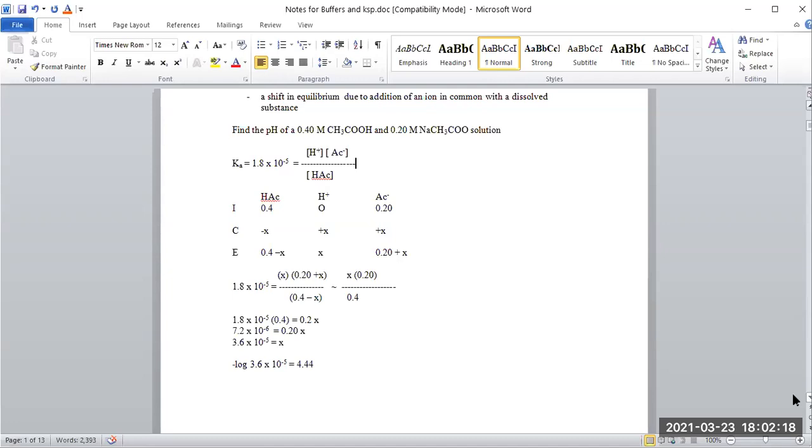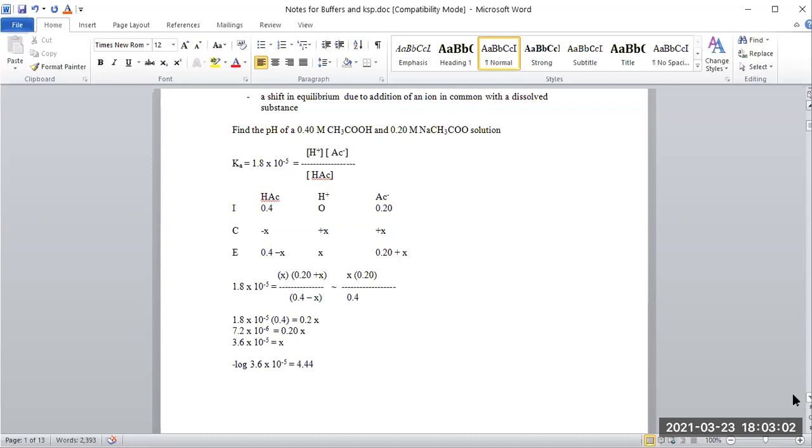Well, a little bit of your acetic acid, not a huge amount, but a little bit, is going to fall apart. So that's going to give me the negative X on that left-hand column there. But it will give me a small amount of H+. It will also give me a little more acetate than I started with. Because I started with 0.2, it's going to bump up a little bit. So look at your equilibrium line. I've got 0.4 minus X, I have X, and I have 0.2 plus X.